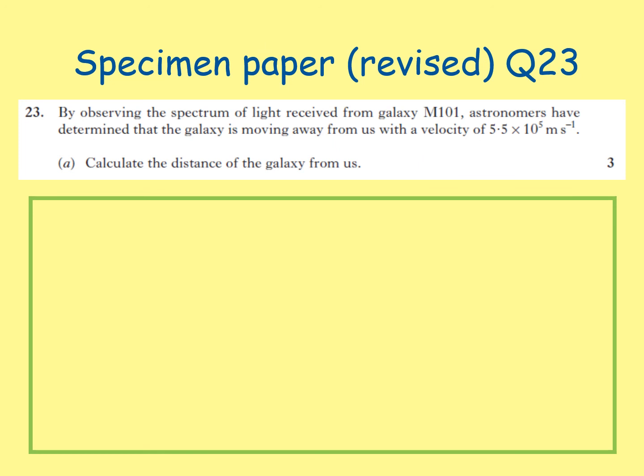By observing the spectrum of light received from galaxy M101, astronomers have determined that the galaxy is moving away from us with a velocity of 5.5 times 10 to the 5 meters per second. Calculate the distance of the galaxy from us.